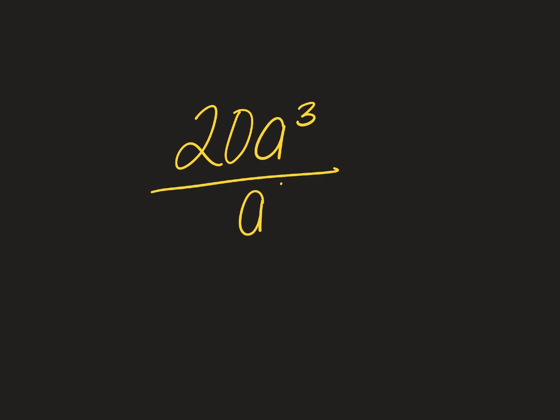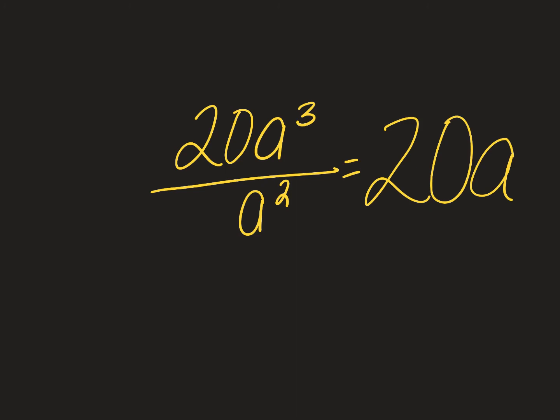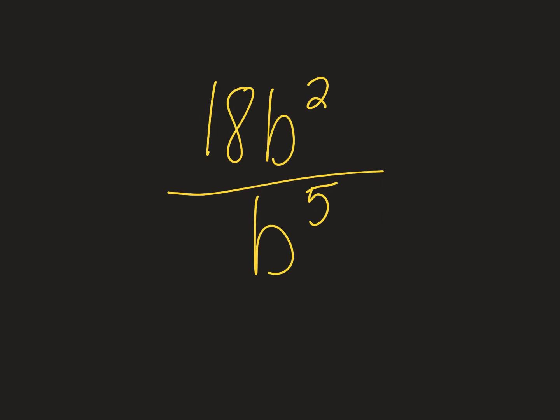This time we're going to do 20a to the third divided by a squared. All right, get me an answer and I'll call Paddles up. So your answer is 20a. A or A1 is correct, okay? 20a. All right, and if you had a1, that is still the exact same. 18b squared divided by b to the fifth.